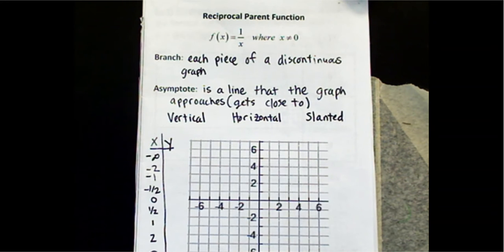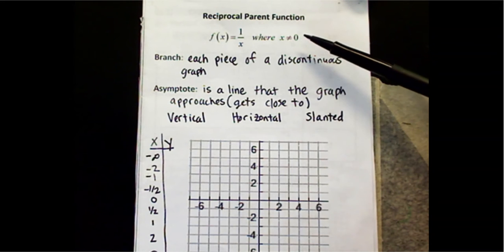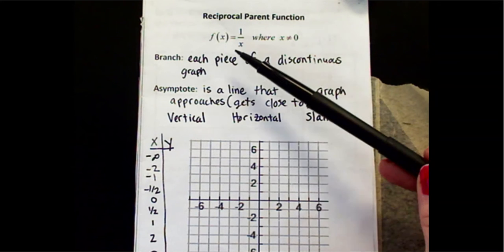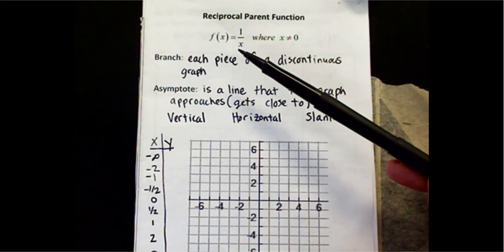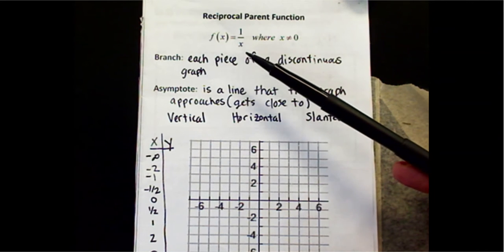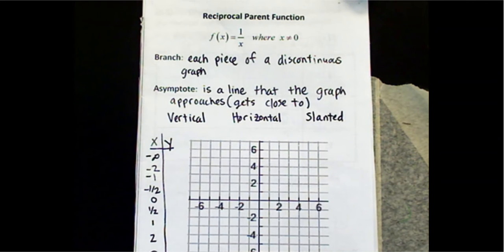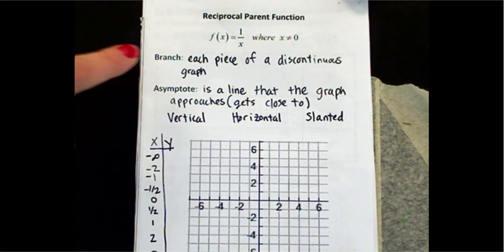Okay, so we started with the reciprocal parent function. This is the first graph that is discontinuous. Notice up here in the definition, it says that x cannot be 0 because that would mean you divide by 0, and that is undefined. Which means we're going to have a discontinuity when we try to graph this.